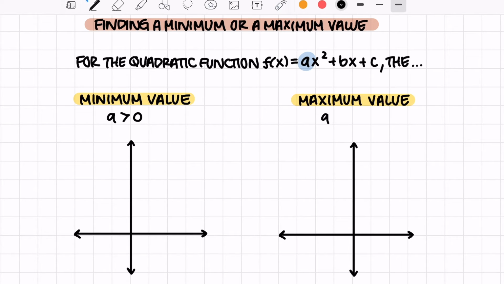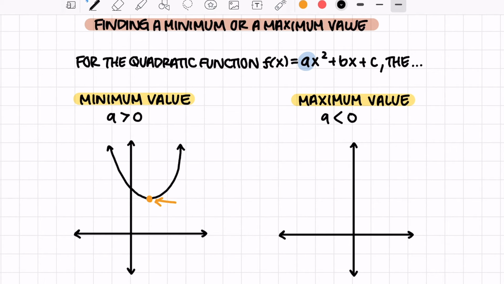If I were to draw it out, let's say that my a is positive, then my parabola is going to also be a happy face. And so my vertex is where my minimum value is at, the smallest value on the parabola. Okay, if it's a maximum value, that just means that a has to be smaller than 0, which means that it has to be a negative value.